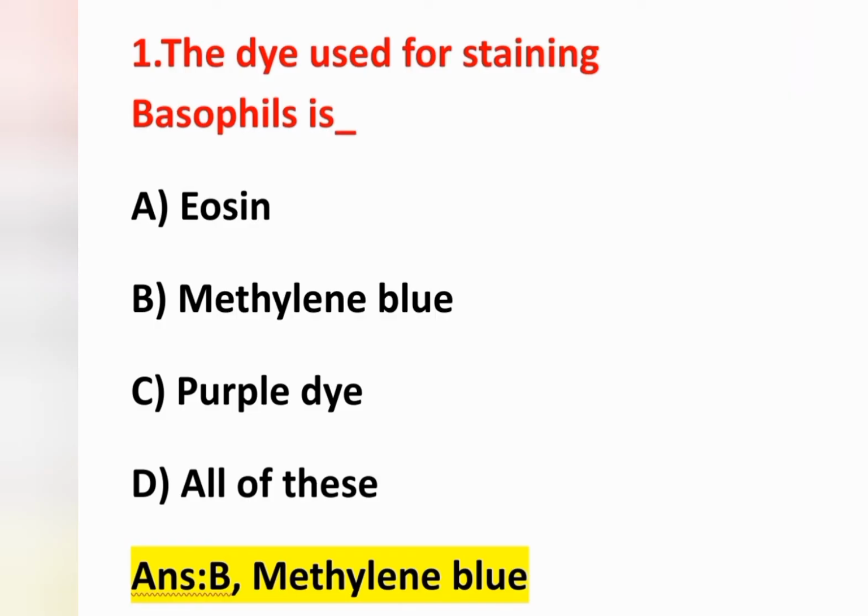These basophils are type of WBC cells. WBC cells include monocytes, lymphocytes, neutrophils, basophils and eosinophils. These basophils are type of WBC cells which is stained by using methylene blue.